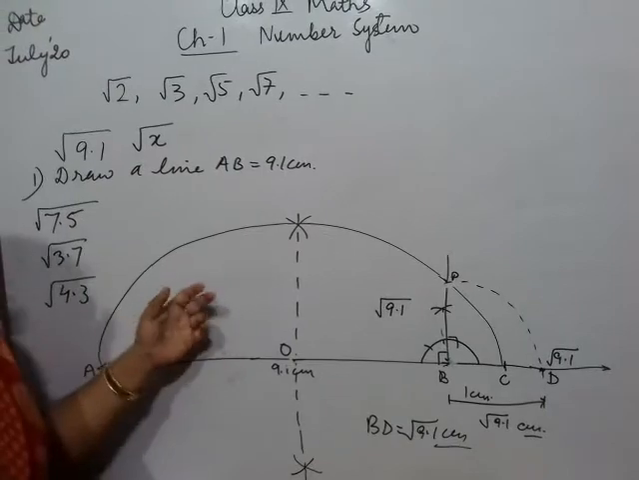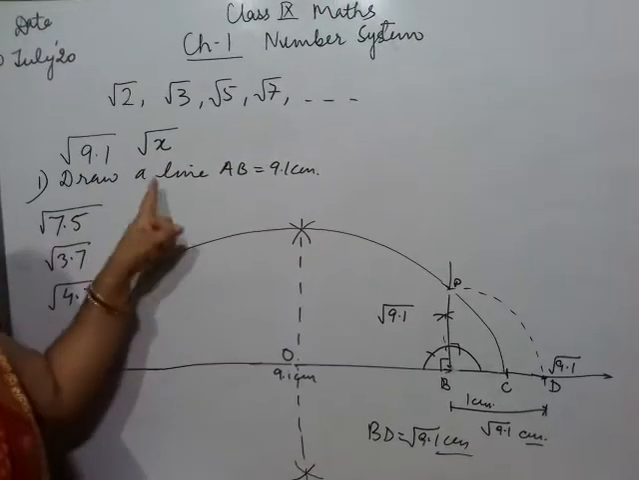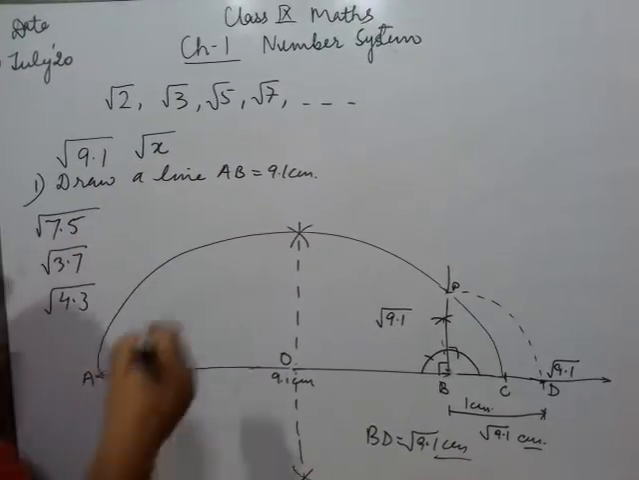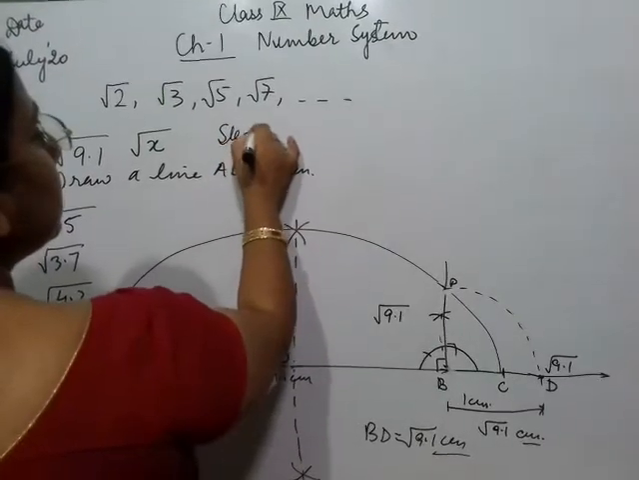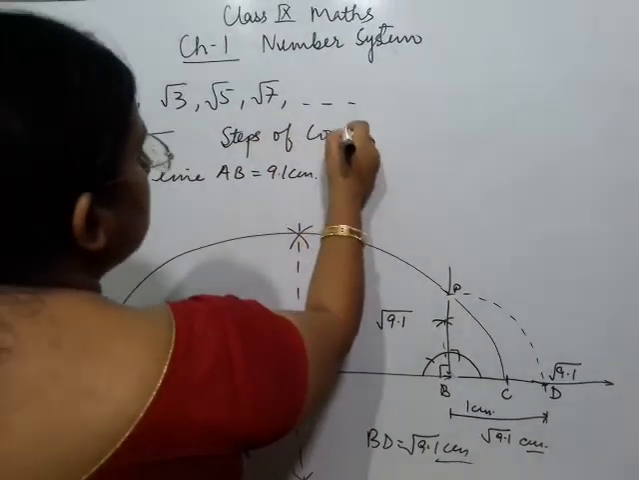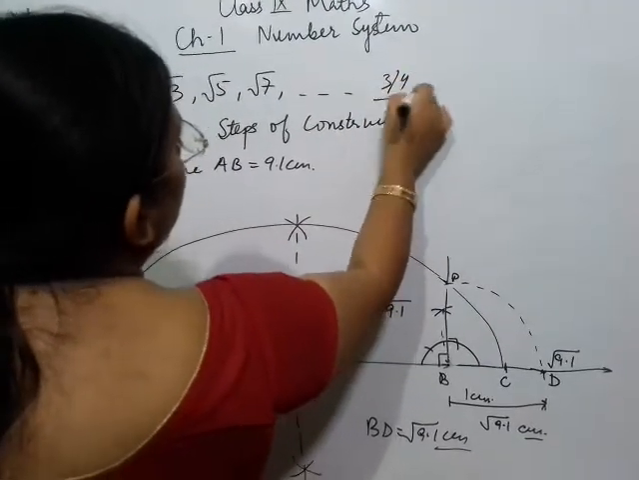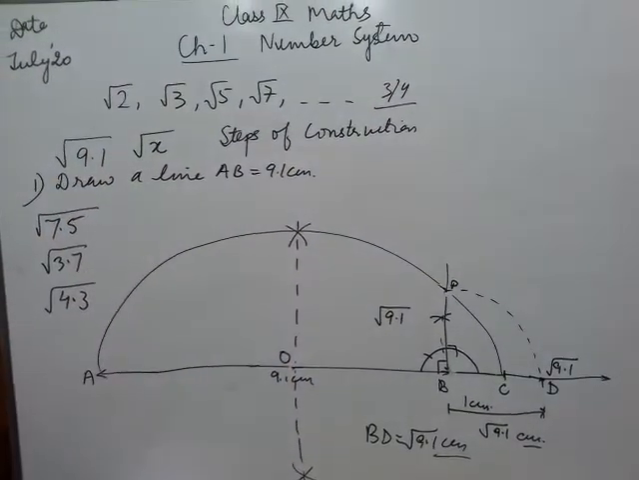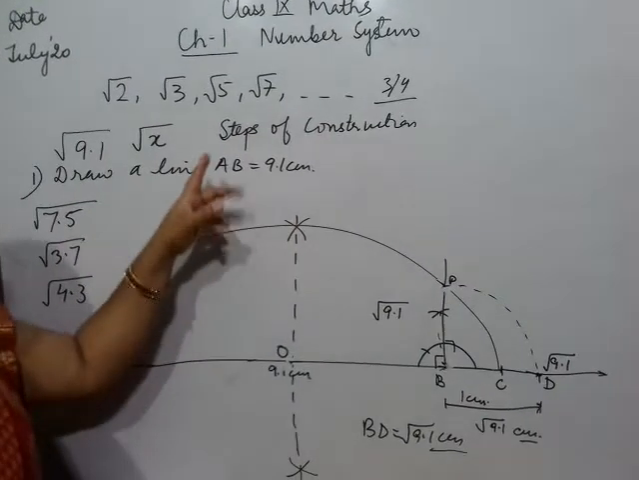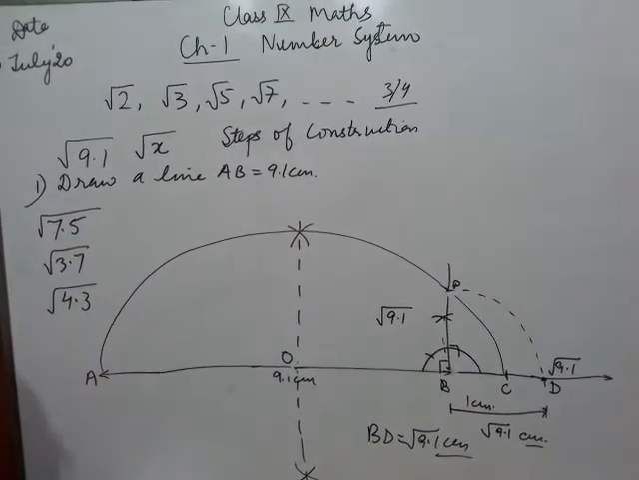In your exam, whenever this construction comes, you have to write the steps of construction too. Always write steps of construction, because this question will come for either 3 or 4 marks. So 3 or 4 marks means 2 marks for construction and 1 mark for steps of construction.